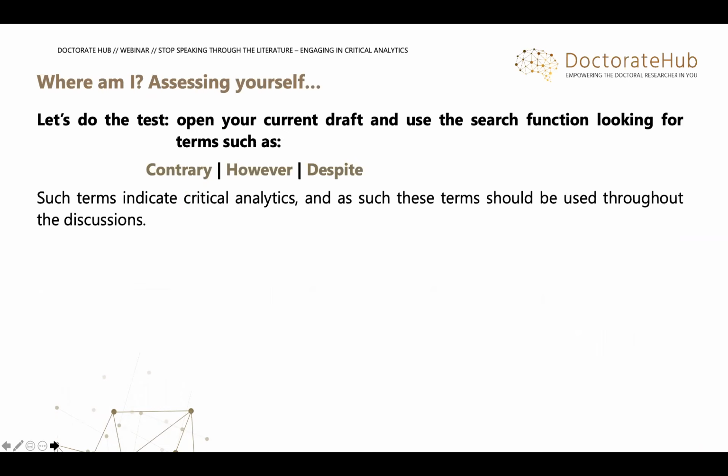And how can you test yourself about that? If you find words like contrary, however, despite, anything that is showing contrary positions, then you can be more sure that this is on the way to critical analytics. And if you want to find more words to look for, the Manchester Phrase Bank from Manchester University is very advisable. It provides you with a very complete phrase book of analytical terms and of descriptive terms, which will allow you to check your document, so to see and understand where you are in your journey.